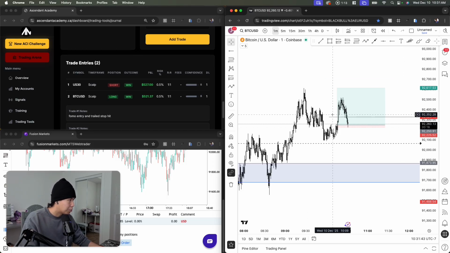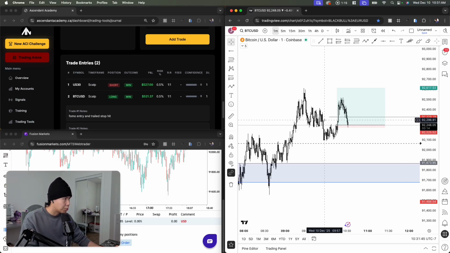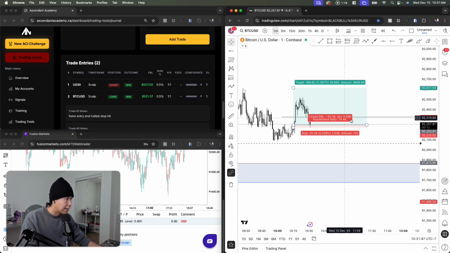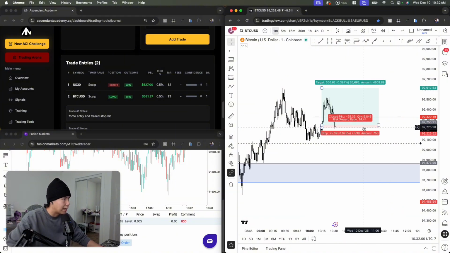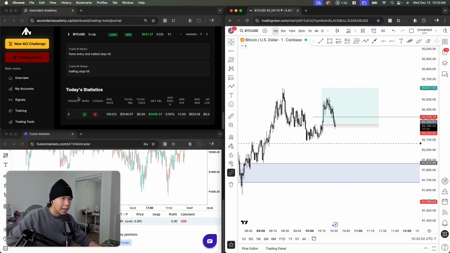That's when I trailed my stop to lock in $500 profit, which seems like was a good thing because it seems like it's starting to come back down right now. So it's a good thing that that hit our trailing stop compared to the US 30 trade, because it seems like we would be going into drawdown right now. Overall for the day, 2 trades, 100% win rate, a total net P&L of $1,048. Not too bad for just over an hour of work.